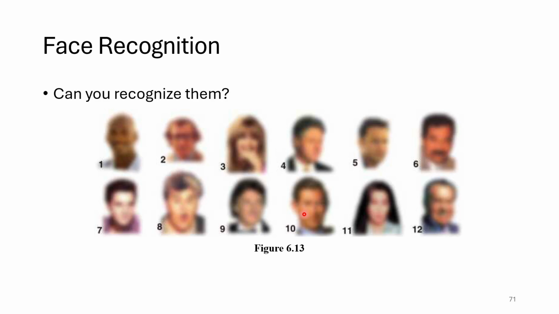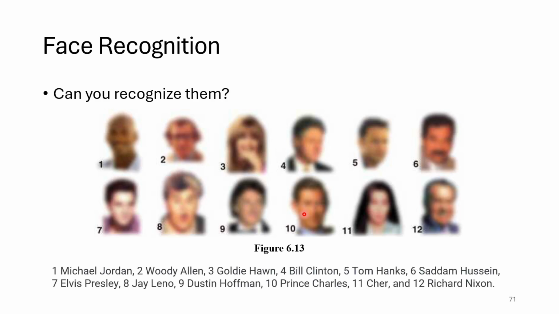No. Any one of them is okay. Now I will show their names. Okay, 1, 2, 3. Show. Okay. Michael Jordan, Bill Clinton, Tom Hanks, and Saddam Hussein, Elvis Presley, and Prince Charlie. Okay, Richard Nixon.